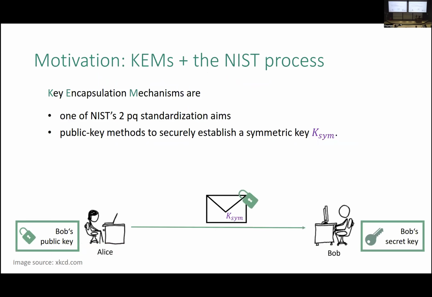Okay, so when we're talking about the Fujisaki-Okamoto transformation, we are talking about key encapsulation mechanisms, which is one of the two things NIST aimed to standardize during the post-quantum competition. Essentially, it's like a public key encryption scheme, but instead of sending over an encrypted message, you send over a secured symmetric key that you can then use to do fancy stuff with symmetric crypto.